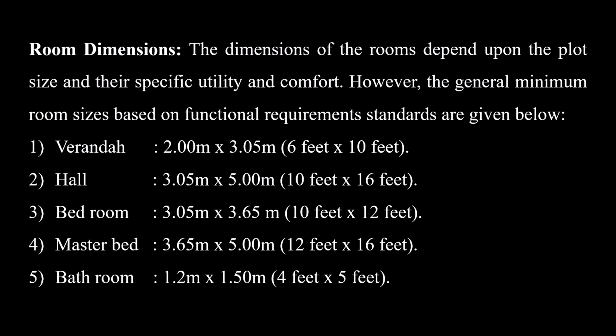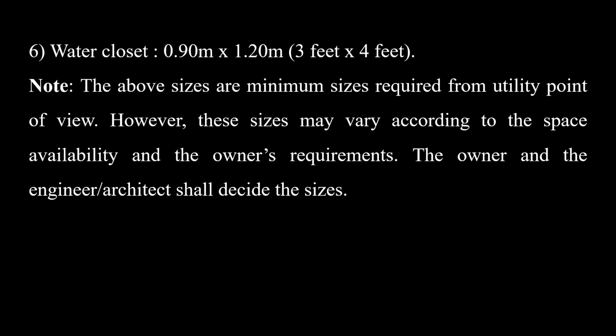Veranda, you should have minimum 2 meter by 3.05 meter, that is 6 feet by 10 feet. Hall 3.05 meter by 5 meter. Bedroom 3.05 meter by 3.65 meter. Master bedroom 3.65 meter by 5 meter. Bathroom 1.2 meter by 1.5 meter. Water closet 0.9 by 1.2 meter.